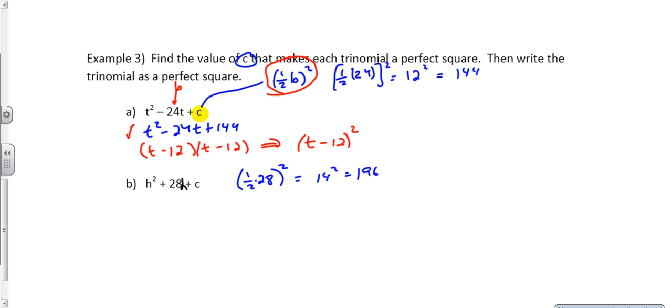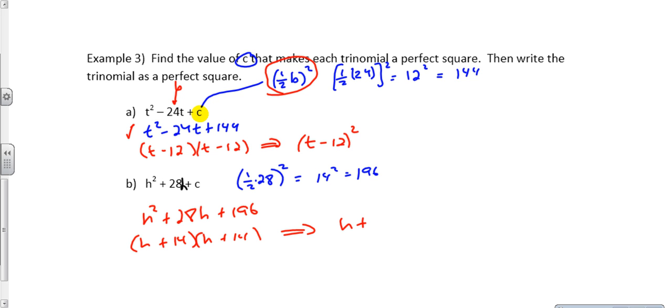So we would write h squared plus 28h plus 196. Factor it, and we get h, factors of 196 that add up to 28. Now it's adding up to a positive 28, so we would write plus 14 plus 14, and that can be rewritten as h plus 14 quantity squared. Okay.